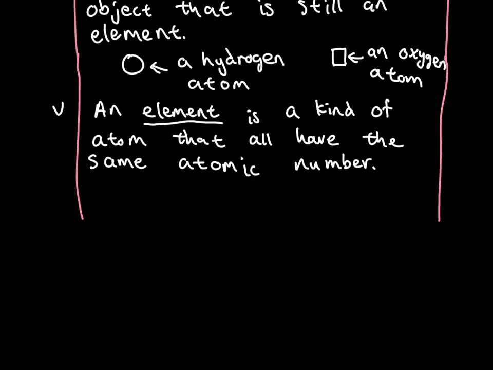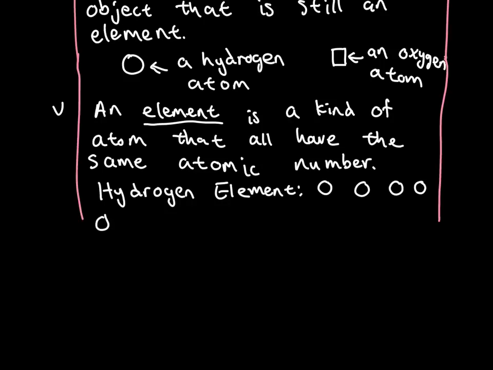Before we get to the atomic number part, let's just draw examples of elements. So the very first element on the periodic table is the hydrogen element. And if we were to draw what hydrogen elements are made of, it'll be hydrogen atoms. And if we drew it, it'll be the circles that we saw. It'll all look like this. And if we drew the oxygen element, it will be made out of oxygen atoms, which we said are squares, so they will all look like this.